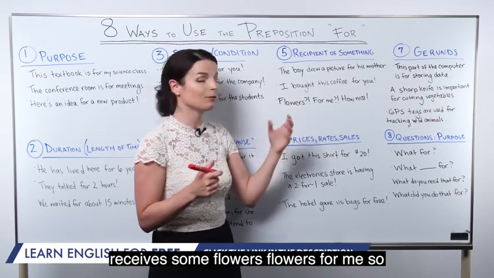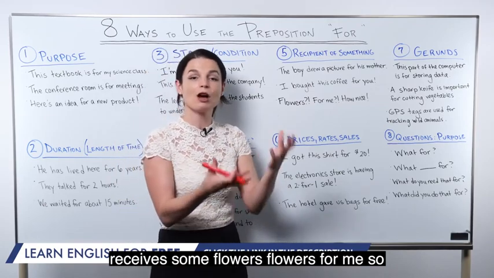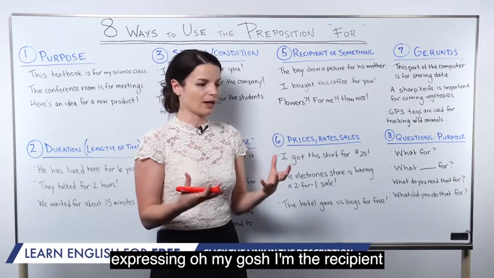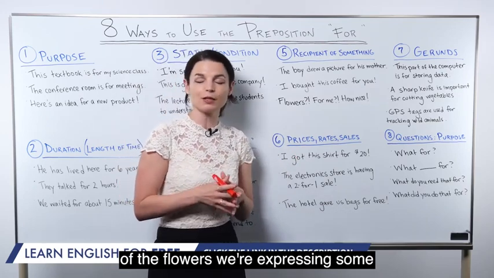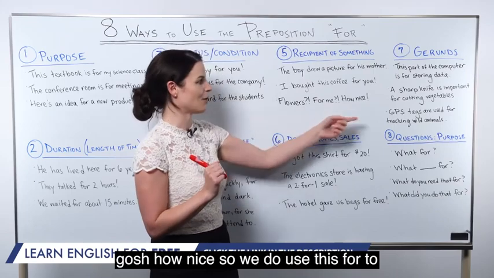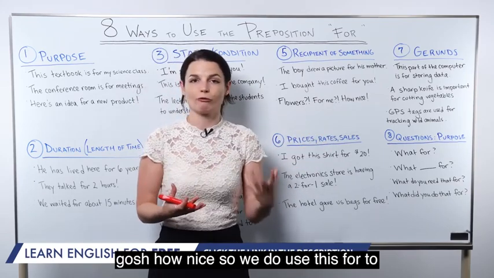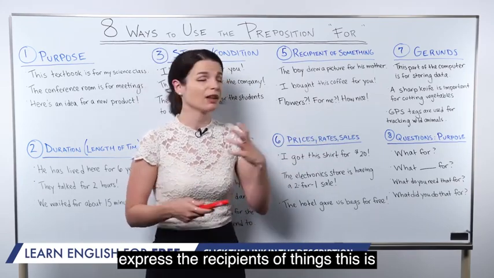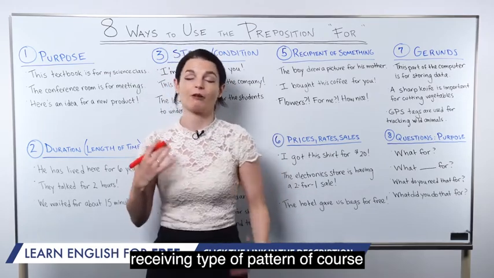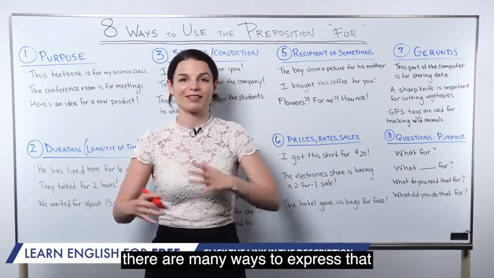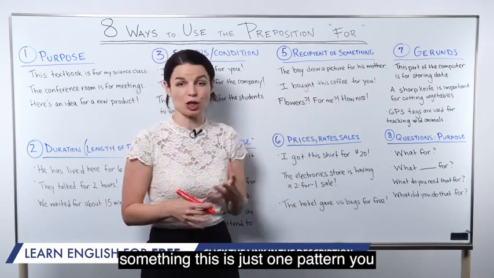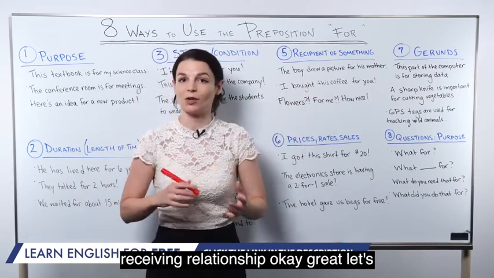In this case, the person receives some flowers. Flowers for me. So this part right here is expressing, oh my gosh, I'm the recipient of the flowers. We're expressing some surprise here. For me, oh my gosh, how nice. So we do use for to express the recipients of things. This is just one way to express this giving and receiving type of pattern. Of course, there are many ways to express that someone gave something or received something. This is just one pattern you can use to talk about this giving-receiving relationship.